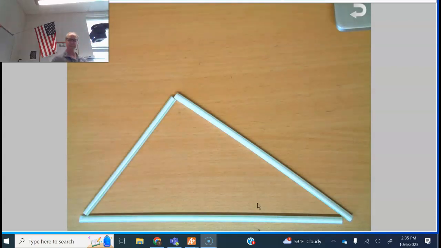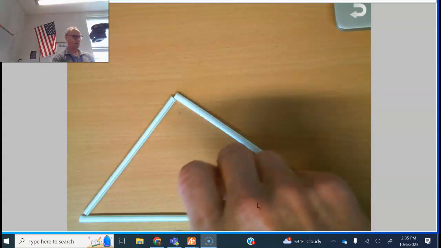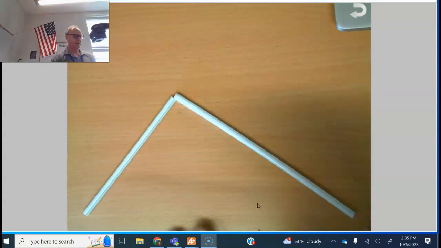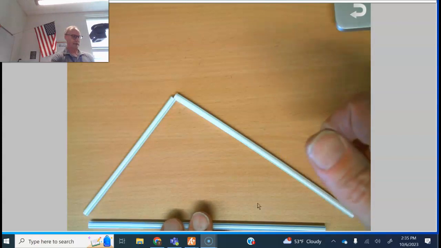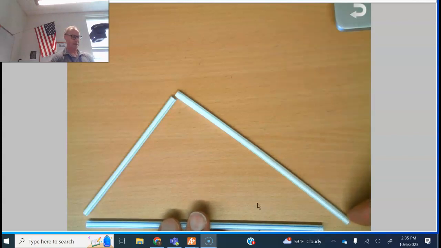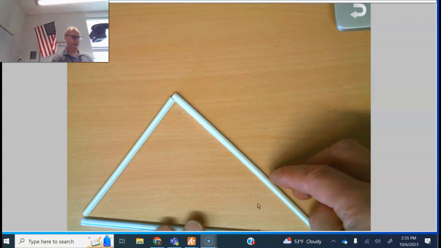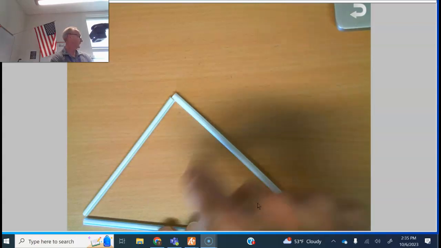Now watch what happens if I put a smaller side for the longest one. This is still the longest side, but it's going to be smaller. Now watch what happens when I have to put these together. I have to bring this one in, and notice what's happening to the angle. Isn't it getting smaller? Less than 90.